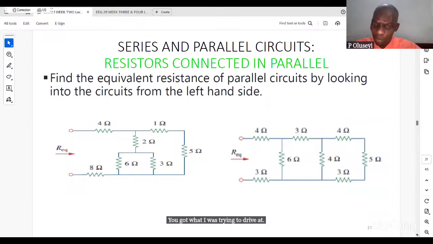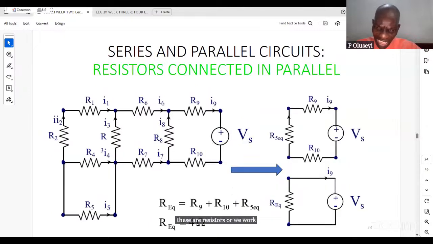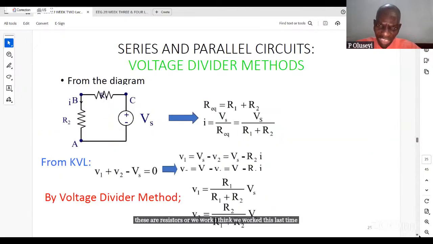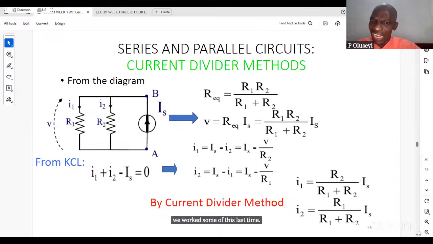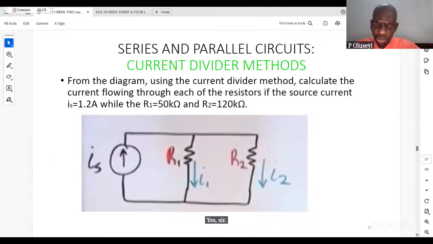So I have quite a number of problems that you can still look at when you go through my LMS page. These are still resistors of different natures. We worked some of this last time. I have done the current divider and voltage divider method with you. We did it last lecture. Okay, so I don't need to go through it again.